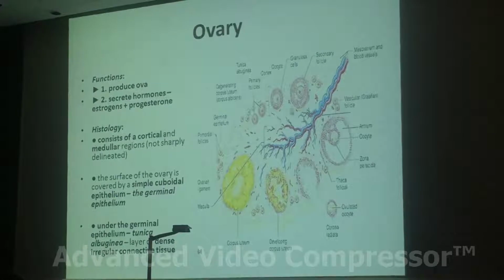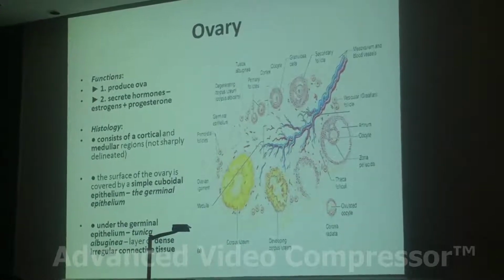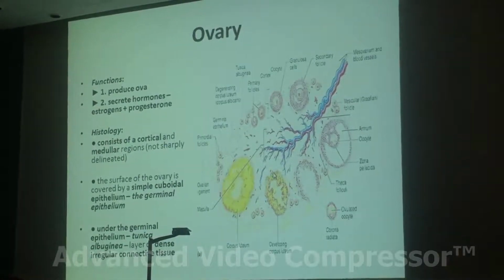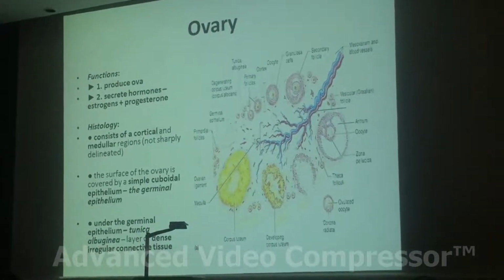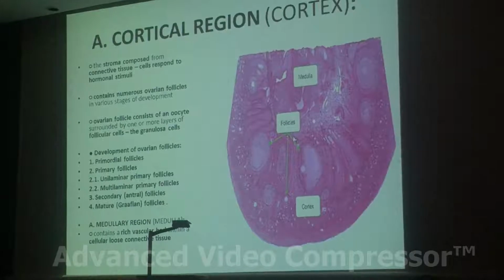There is no clear delineation between the cortex and the medulla. Right? You are going to depend on the microscope. If you see follicles, you are in the cortex. No follicles, rich vascularization, then it is the medulla.